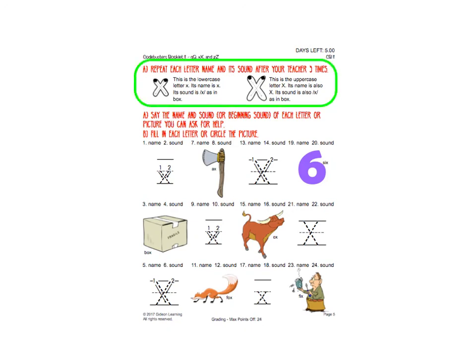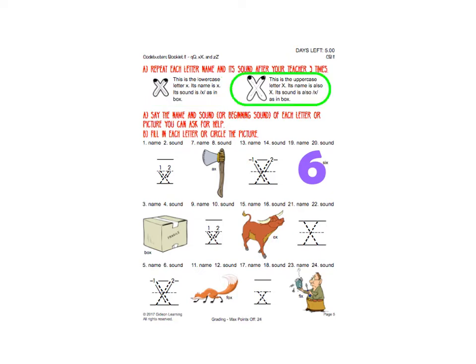We'll read the directions again. Repeat each letter name and its sound after your teacher 3 times. This is the lowercase letter X. Its name is X. Its sound is X, as in box. X, X, X, X, X, X. And now you can write your lowercase letter X.